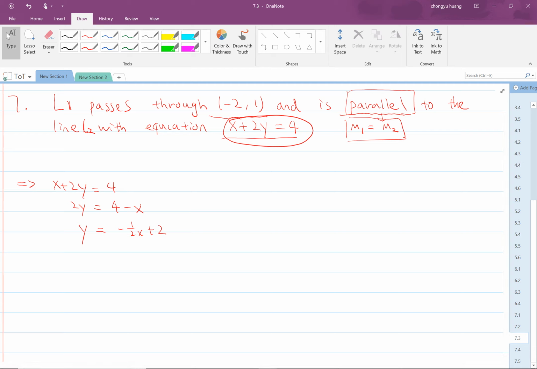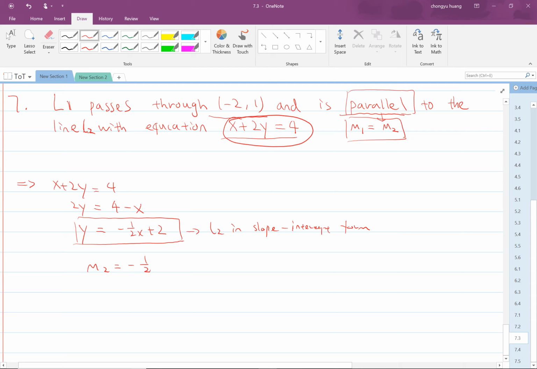Okay. So now you can see we already have L2 in slope intercept form, right? And you find that the slope of it is equal to negative 1 over 2, right? So it is this number. The slope of the line 2 is equal to negative 1 over 2, and that's the same thing for the slope of the line 1, right?